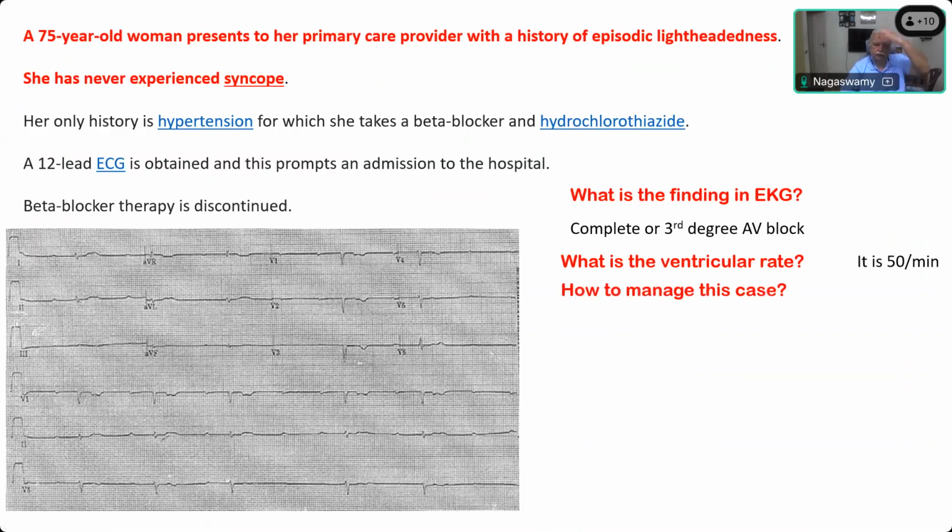How to manage this case? Pacing is done. Temporary pacing followed by permanent pacing. You have to put a pacemaker immediately. Urgent pacemaker insertion. Okay. What mode of pacing is to be done?